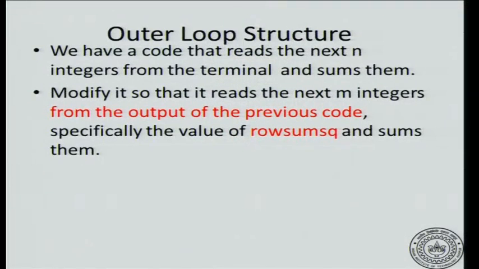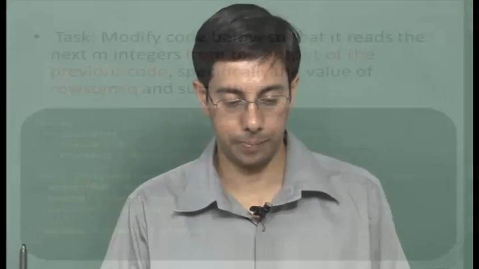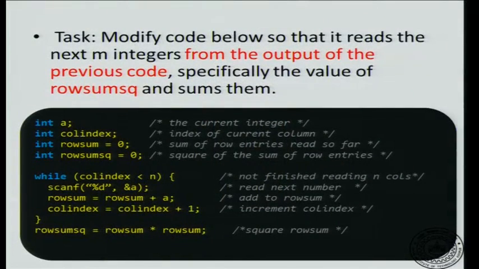Now what we need is an outer loop structure over this. So we have a code that reads the next n integers from the terminal and sums them. Now what we need is some further code that takes the output of the previous code and then sums all those numbers up. Remember that when we did this by hand, this was the second operation we did. We went over the rightmost column and added all those numbers up, and that was the result that we wanted. Okay, so how do we modify the code?